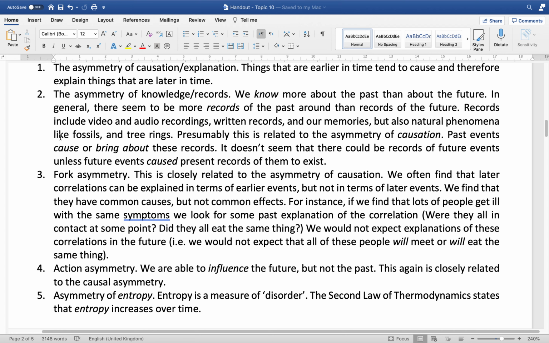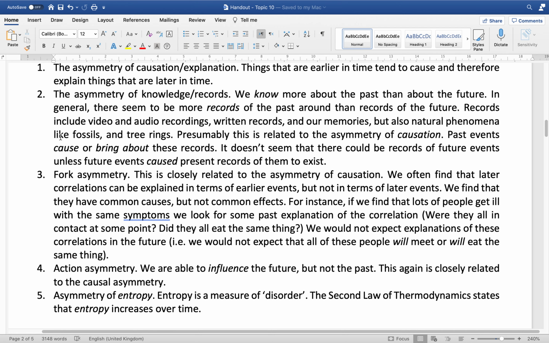There seems to be an asymmetry of action. So we're able to influence the future, but we're not able to influence the past. In some sense, the past seems to be settled and the future open. That's something we've talked about before. Again, you might think this is closely related to causal asymmetry. So we're able to act now to causally influence the future because of the direction of causation, but we can't causally influence the past. Okay.